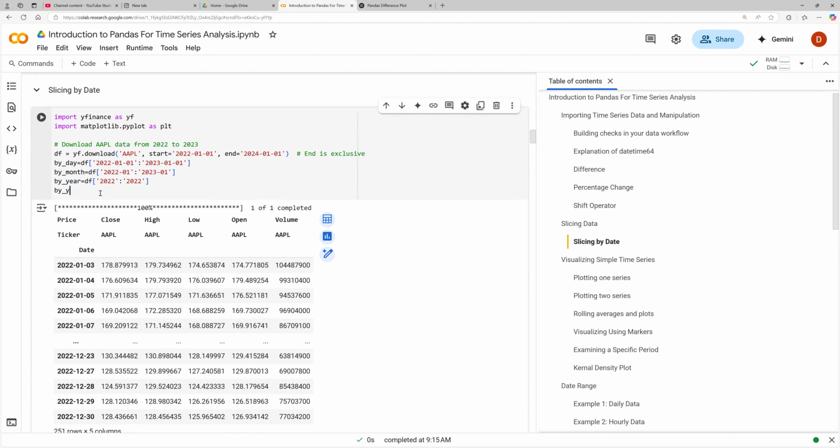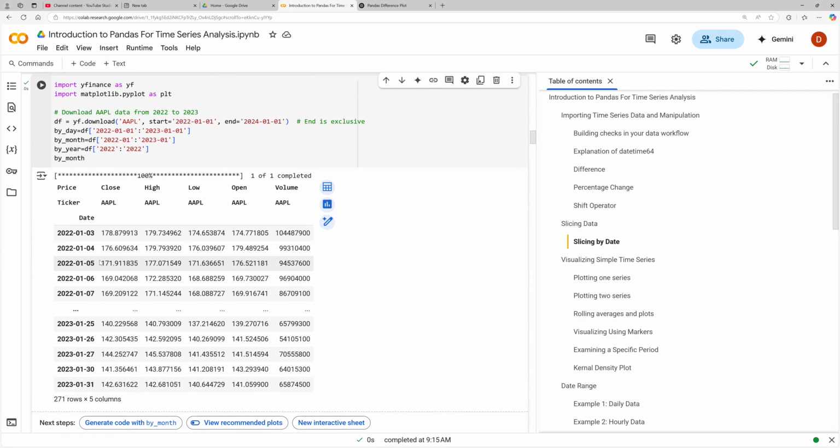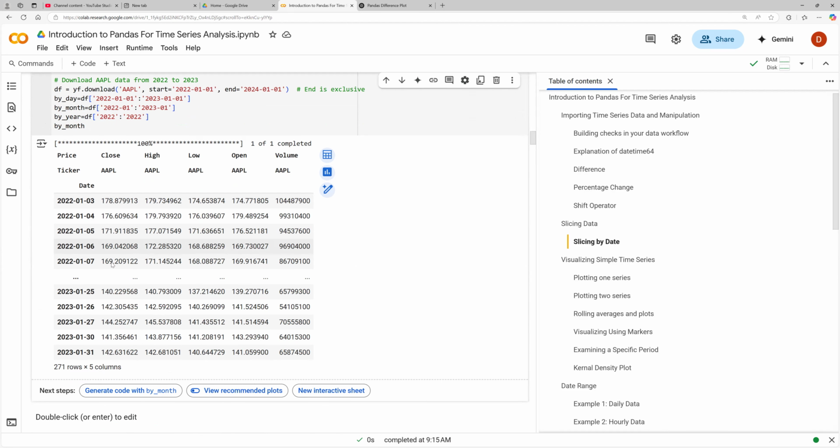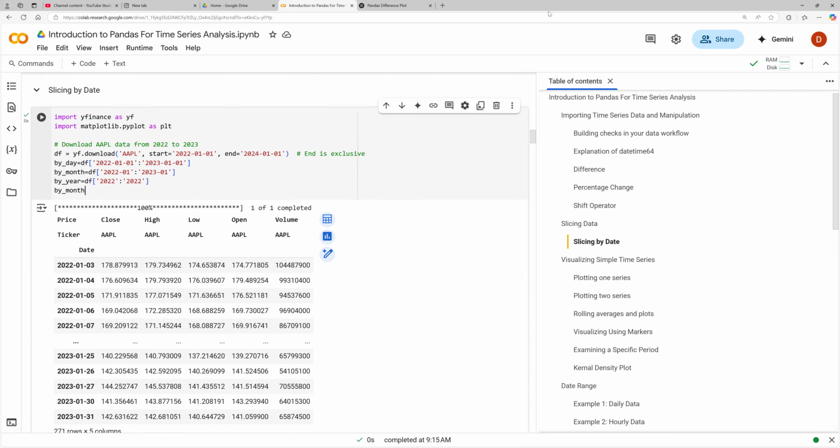By month. This is all from 2022 to 2020. I think it goes beyond that, but it's all months, right? So we see, no, actually it doesn't. One second.